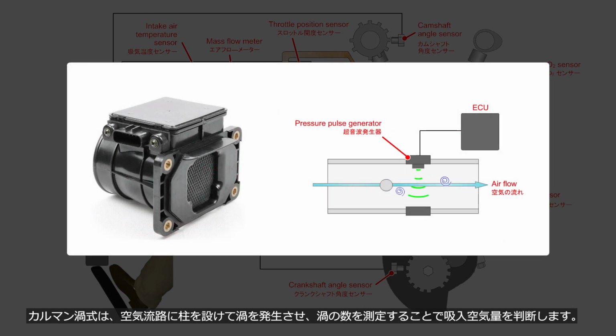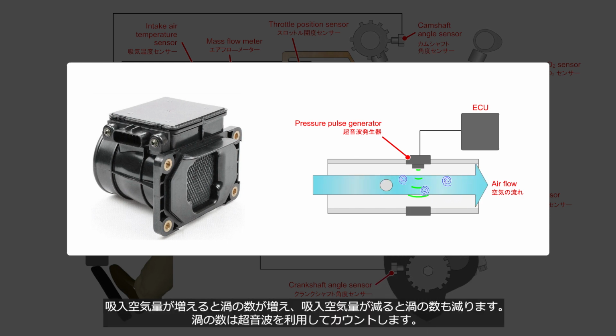The Kármán vortex type creates vortices via a pillar in the air passage, and determines the air intake volume by measuring the number of vortices. As the air intake volume increases, the number of vortices also increases, and as the air intake volume decreases, the number of vortices decreases as well. The ECU counts the number of vortices by using pressure pulses.